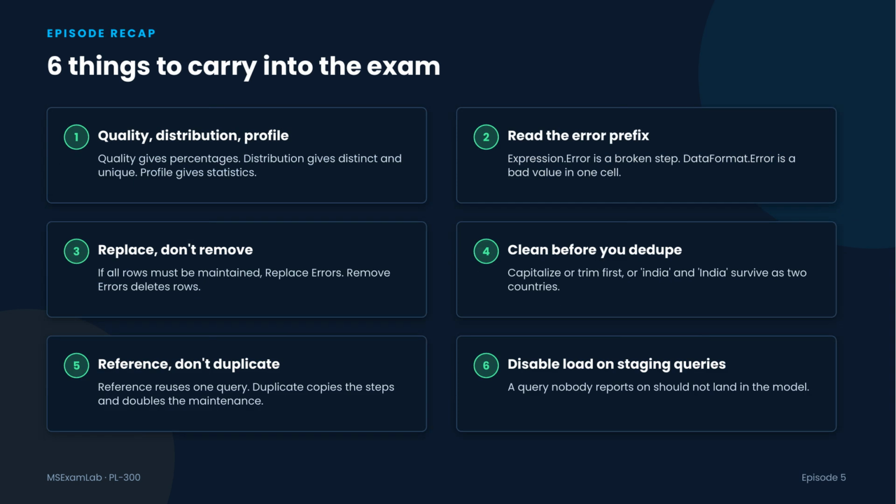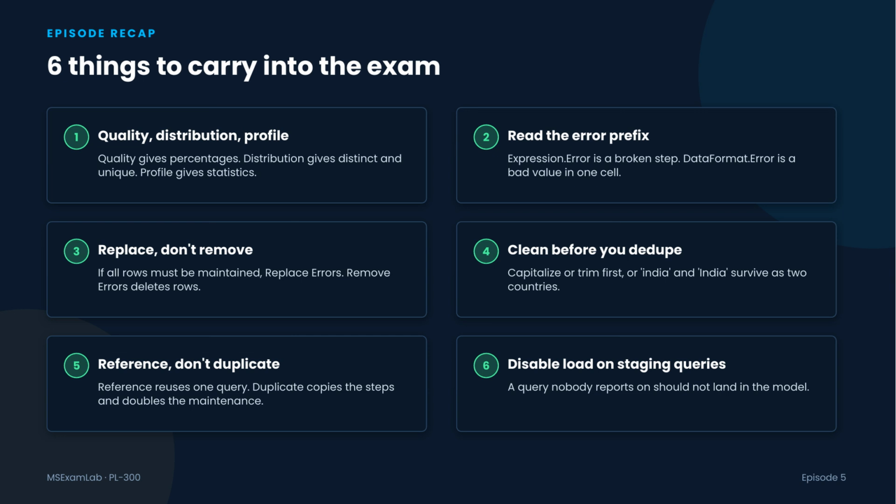6 things to carry into the exam. 1. Quality, distribution, profile. Quality gives percentages, distribution gives distinct and unique, profile gives statistics. 2. Read the error prefix. Expression.Error is a broken step. DataFormat.Error is a bad value in one cell.